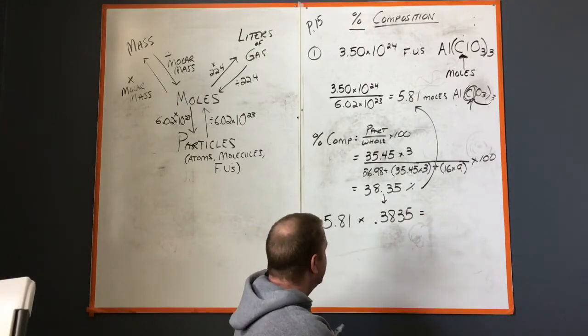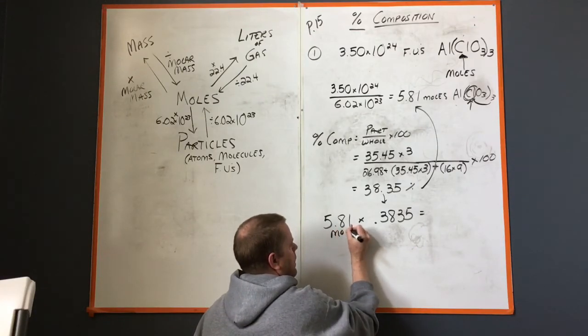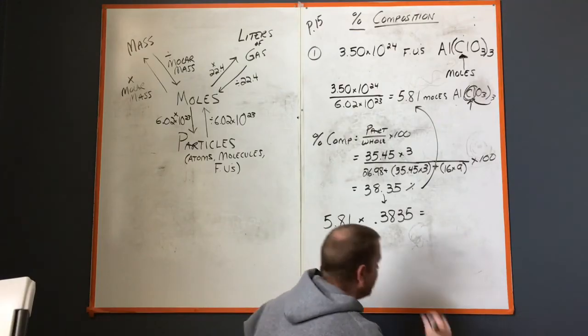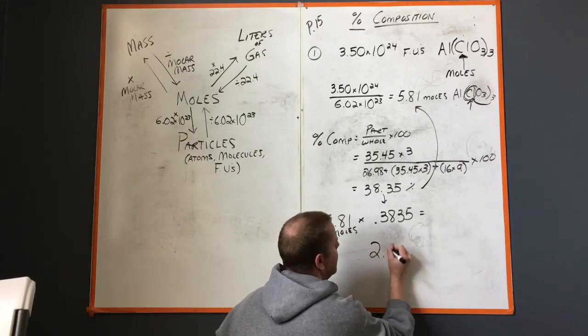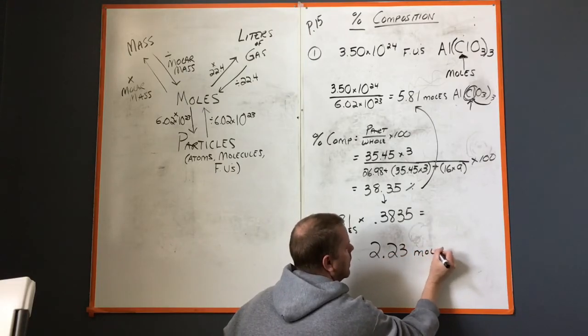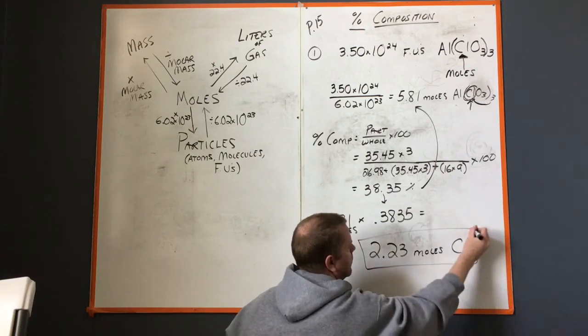That's going to be equal to, now we had 3 significant figures in 5.81 moles, so we're going to finish with 3 significant figures. Therefore, final answer, 2.23 moles of Cl. That's the final answer.